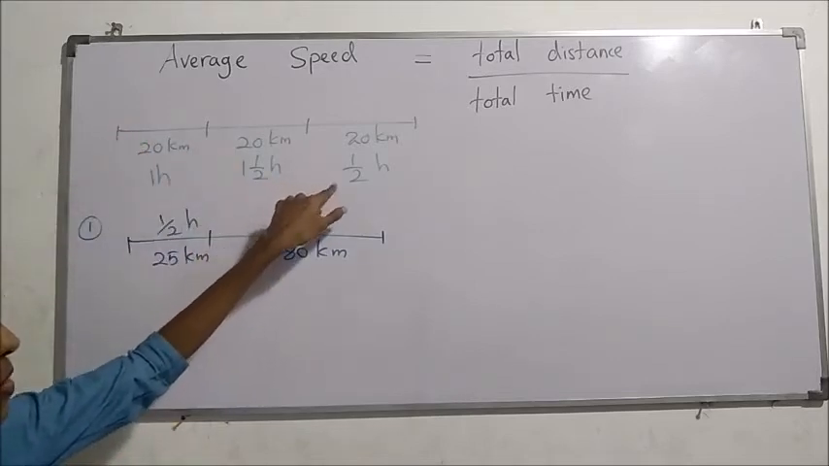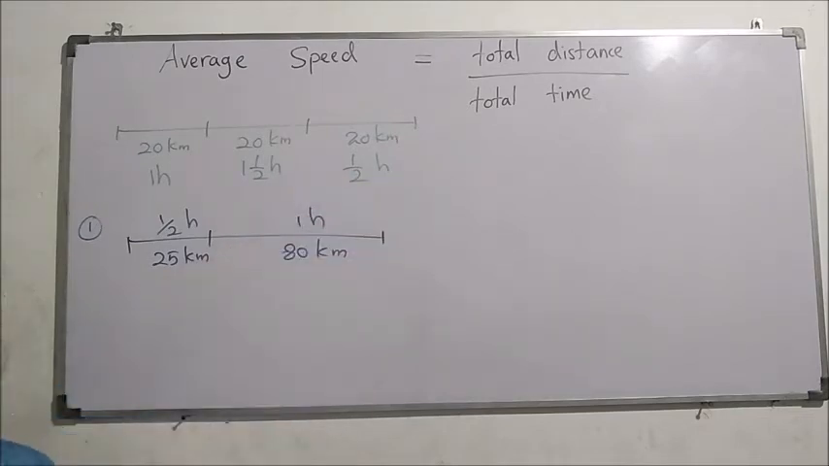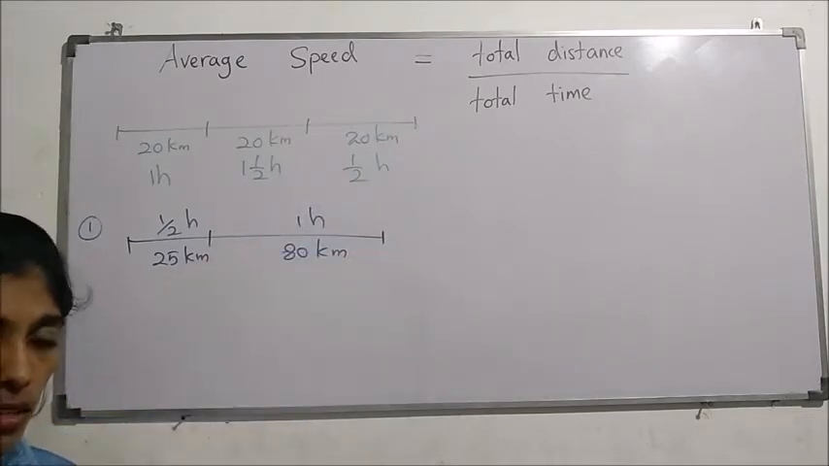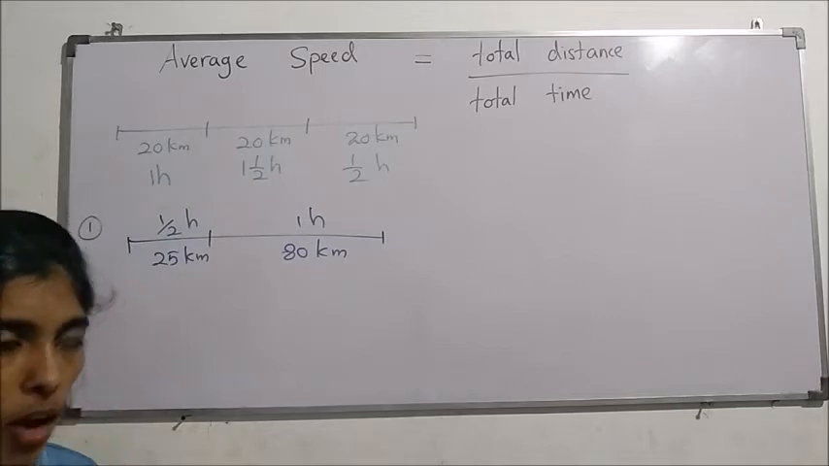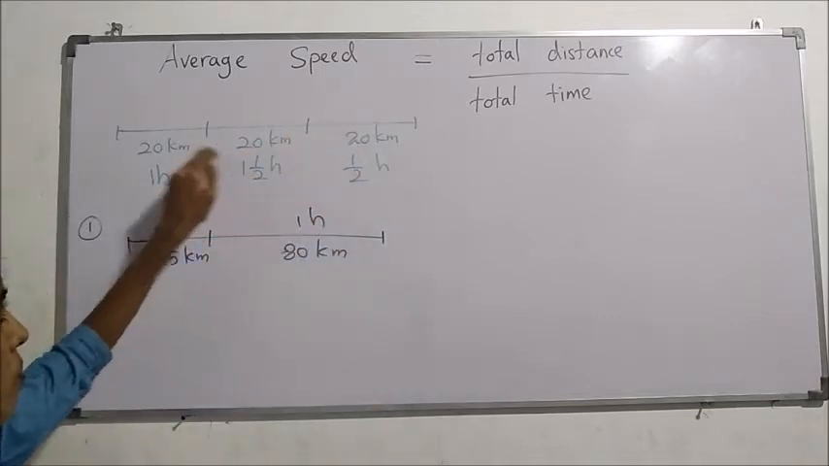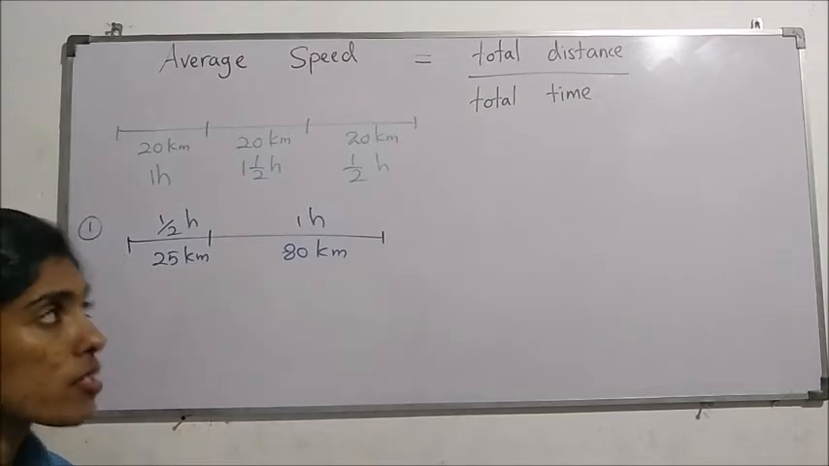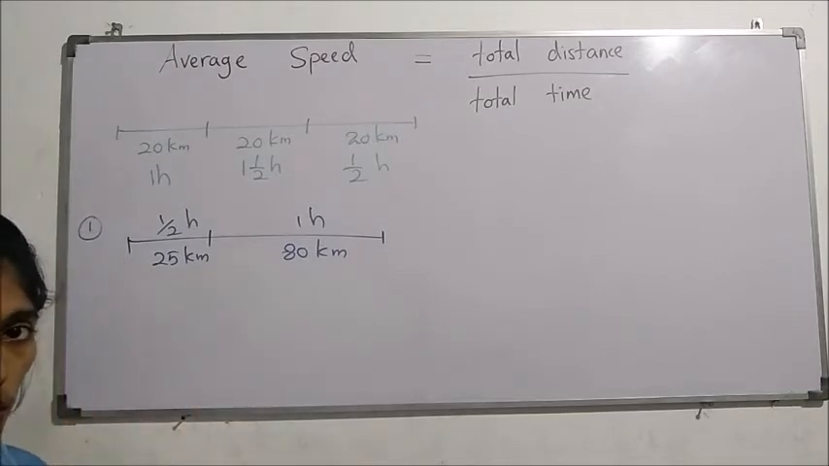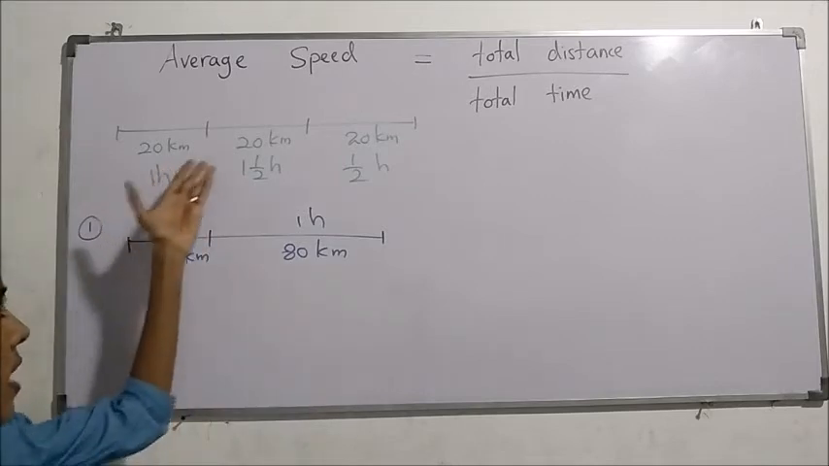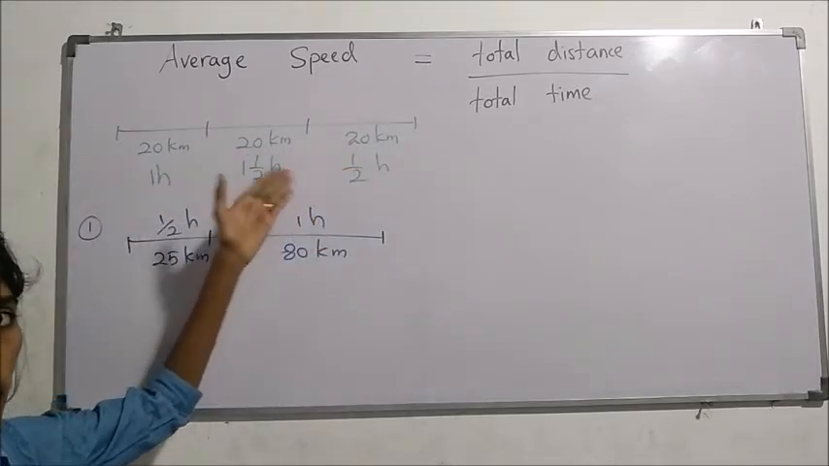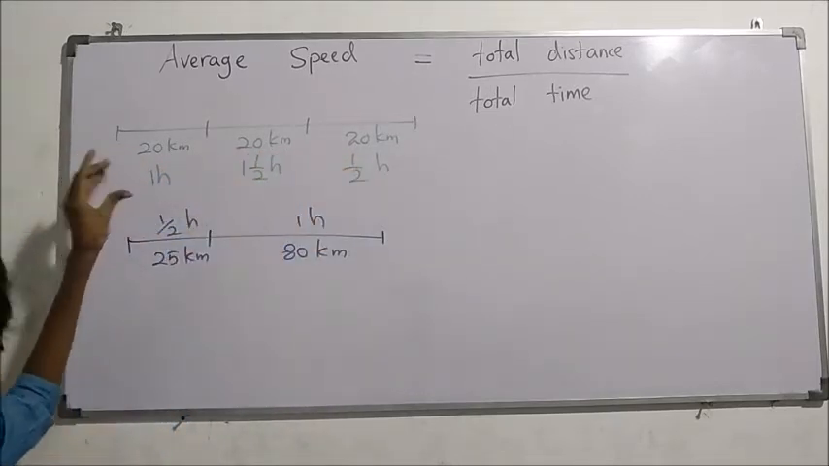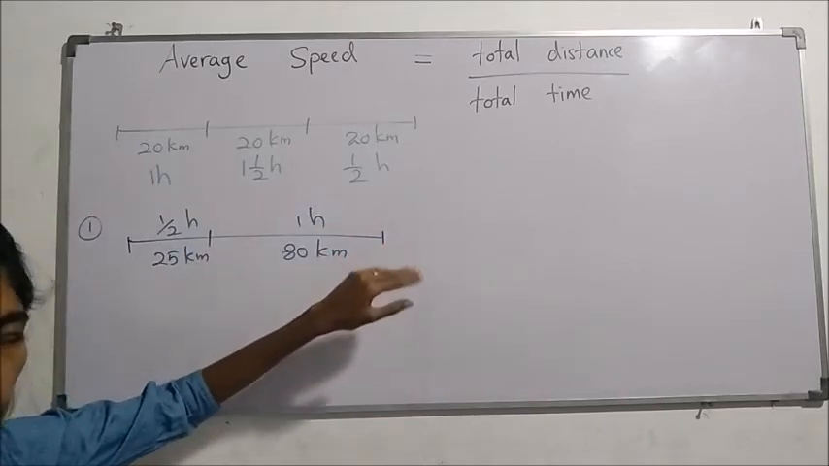Then within half an hour it has gone the next 20 kilometers. Here, to understand easily, I have mentioned the three distances as the same, but the distances can be different, and the times can also be different. To understand easily, I have given you the distances as the same. It's clear that the speeds are different, right?